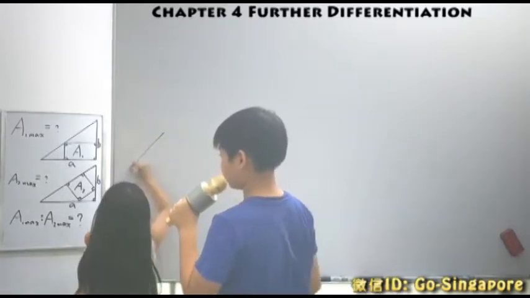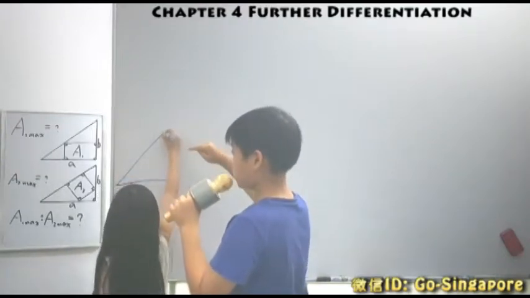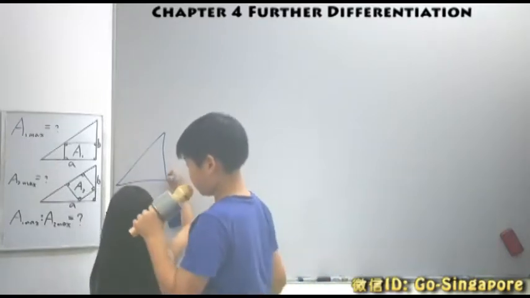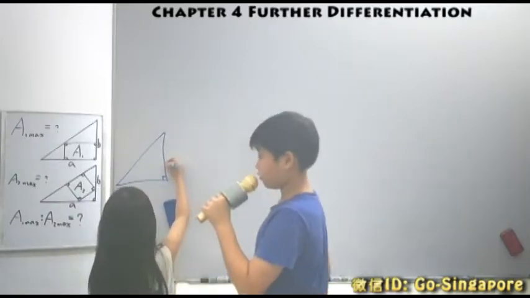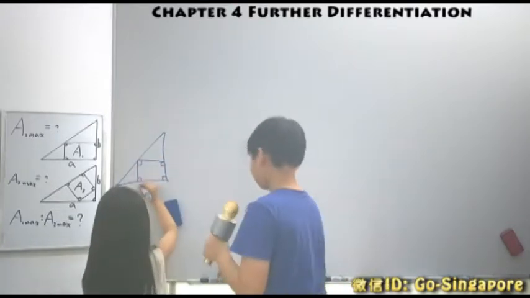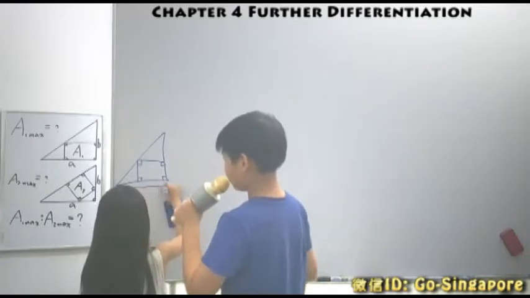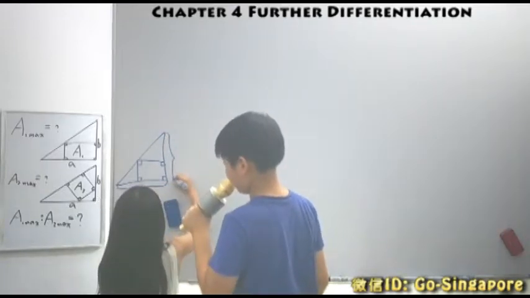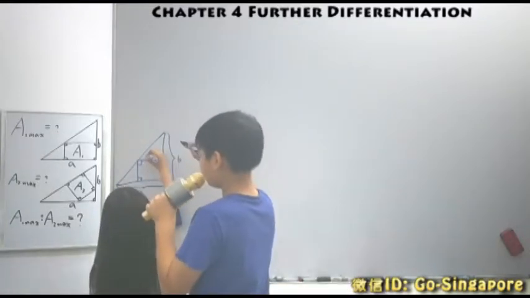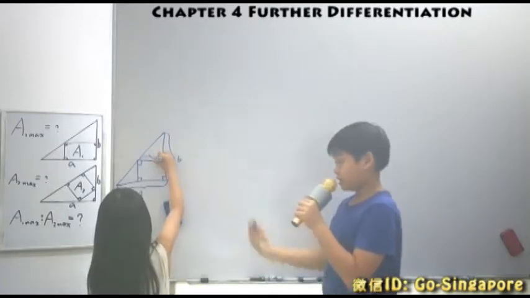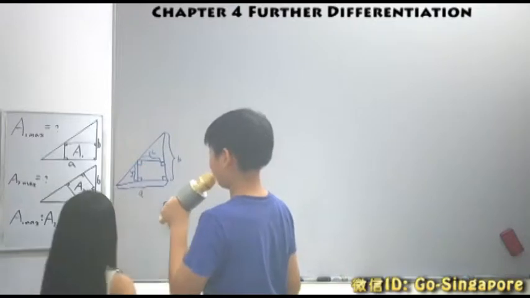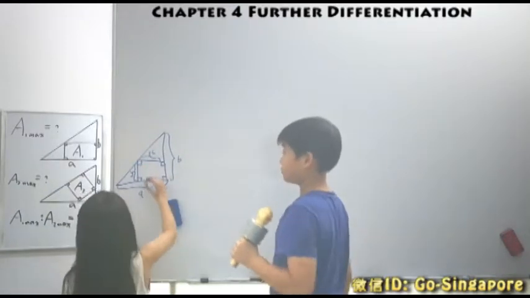For the first triangle, we'll need to find the maximum area of that inscribed rectangle, and the same for the second part. Then for the third part, we'll need to find the ratio. So this side is A and that side is B. Here we can let the sides be X and Y, where's your area?